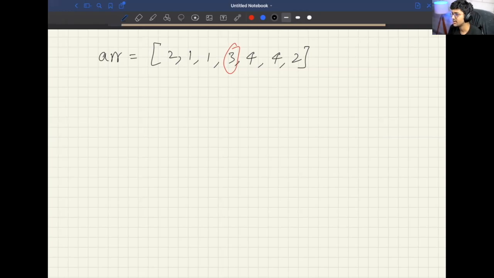All right. Got a lot of nice suggestions. Now to the main part. Can anyone tell me how we can do it in O of n in just one single pass?